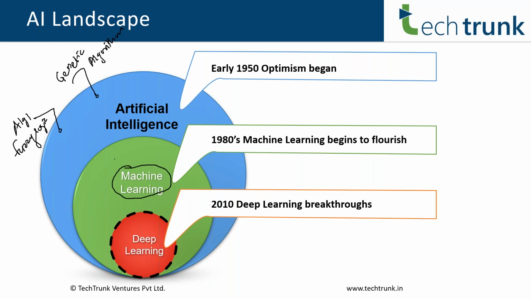Machine learning is the set of algorithms which consume data. The algorithms which use data to build intelligence fall under machine learning. And then there is another subset of machine learning, which is what you call deep learning.